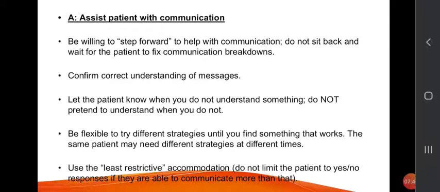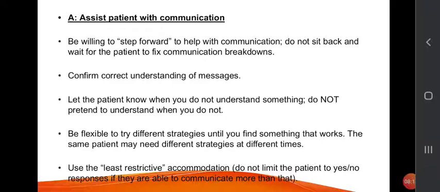Confirm understanding, correct understanding of the message. You can do it often because, for example, if the patient said, I want biscuit, I ate biscuit, and you just understand, yeah, my patient wants biscuit. It's okay to ask, did you say that you want to have biscuit? So it's going to give quality to your assessment and communication.